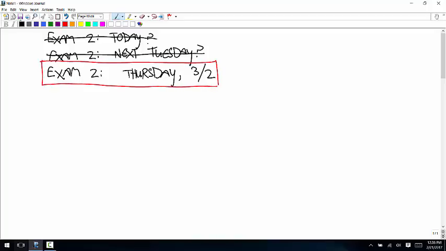And topics, well, the topics are going to be everything up through centroids. And remember that these are cumulative, so you need to go back and refresh your memory on the old stuff.